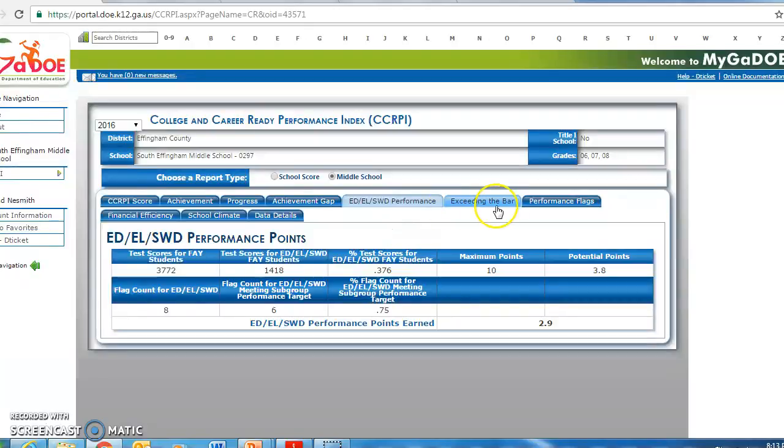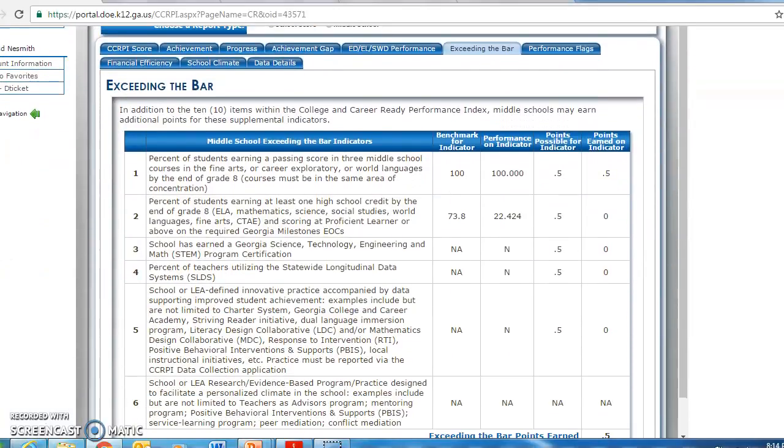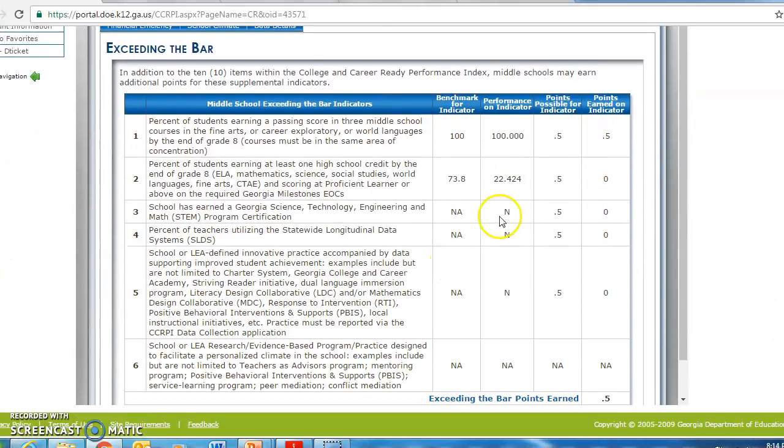So if that makes any sense, let me also show you, some of you had questions about exceeding the bar. Remember, we talked about that today. There are actually only 2.5 possible points. We receive the percent of students earning a passing score in 3 middle school courses in the fine arts, career exploratory, or world languages. And so that's how we got that half of a point. I talked about the CTAE today.